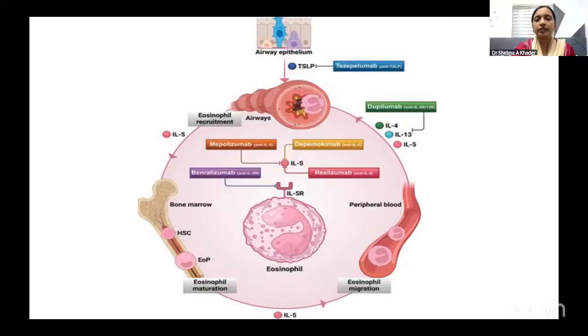Dupilumab, actually, this is what I told, like the IL-4R alpha receptor is blocked and thereby reducing the function of IL-4 and IL-13, and it will be having more effect than the other monoclonal antibodies.